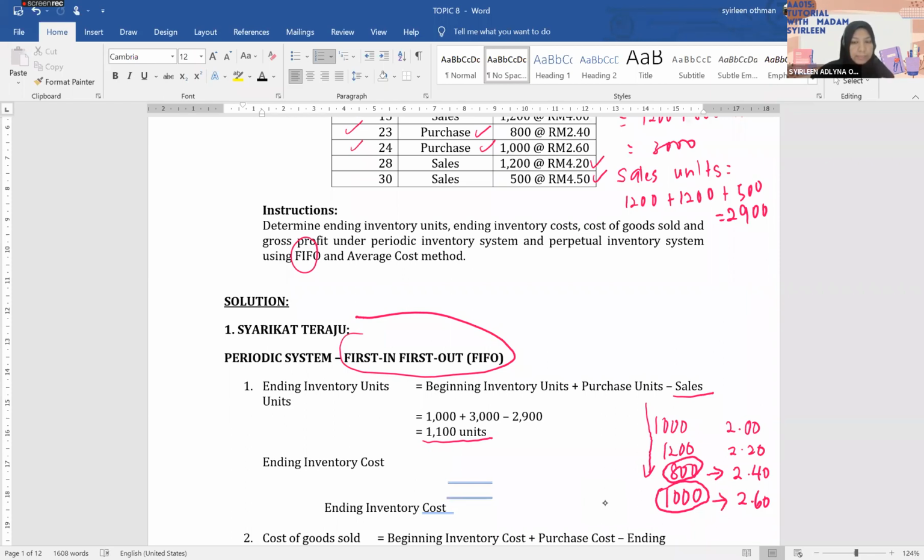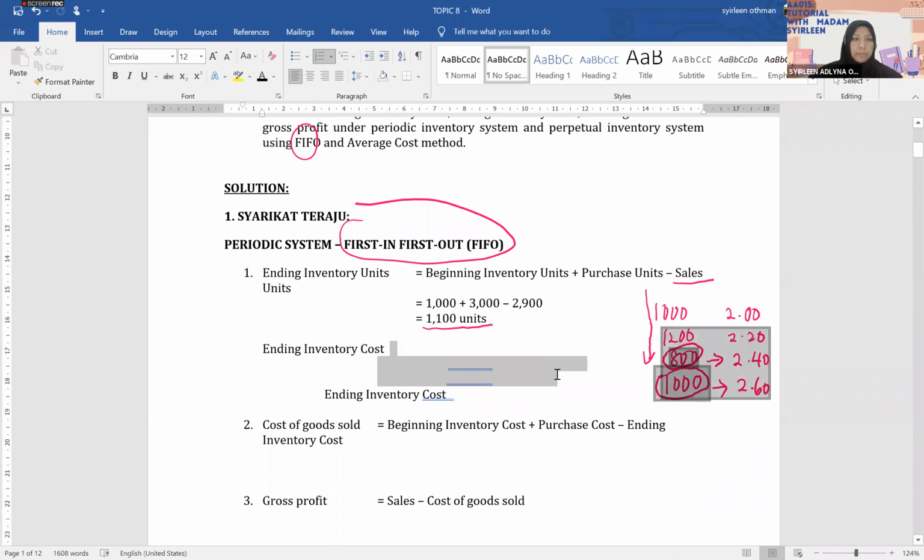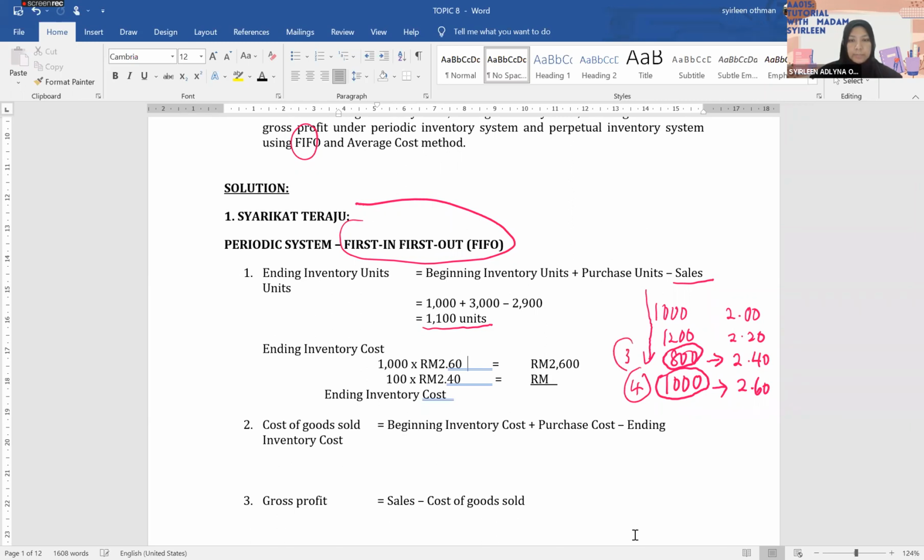I don't need to find where my selling items come from, because we understand that everything above has already been sold. So the balance you find is just the 1100 from below, because we know the bottom has not been sold yet. So your ending inventory cost will be 1000 times RM2.60, this is the last batch, batch number 4. And then the balance will be 100 from the third batch. Batch 1 and batch 2 have already been sold. Batch 3, 700 sold, only 100 left. That is your ending inventory unit. Altogether your ending inventory cost will be 2840. Any questions? Nothing? Can understand? Okay.